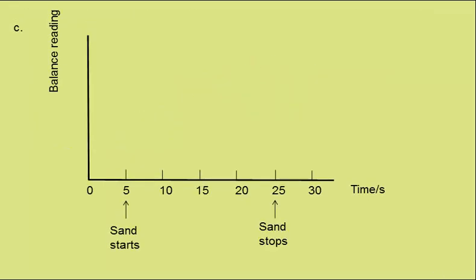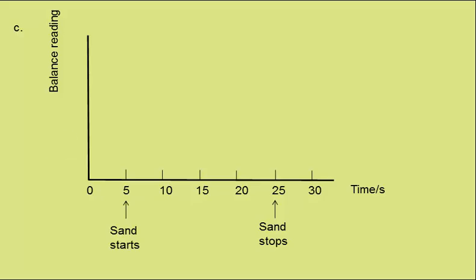In part C, we're told it takes 20 seconds for all the sand to fall. On the axes, we need to sketch a graph to show how the reading of the balance will change over a 30-second period, where t equals 5 seconds is the time at which the sand starts to land. No further calculations are needed, and values need not be shown on the vertical axis.